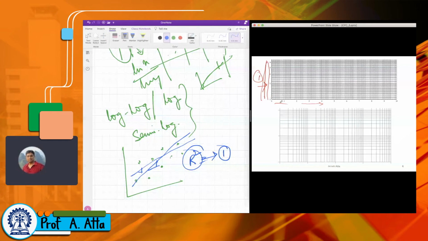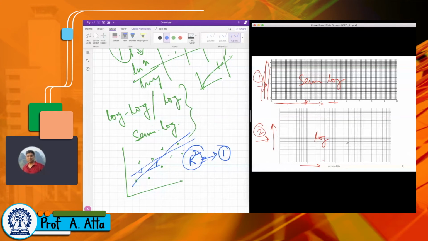So here we see that the x-axis is my normal, or rectangular, scale, but the y-axis is the log scale. So this is basically called semi-log graph paper. Here we have the log graph, because in the x-axis we have the log scale, as well as on the y-axis we have the log scale. This is called simply log paper or log graph paper.